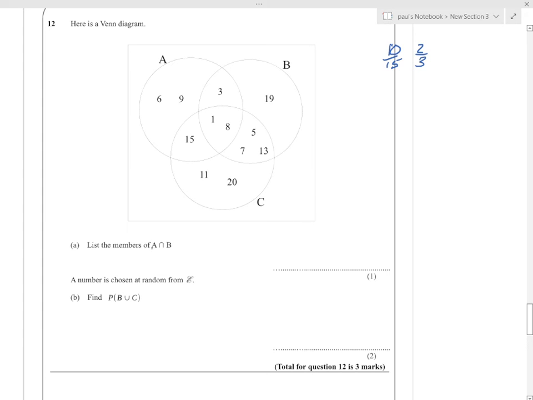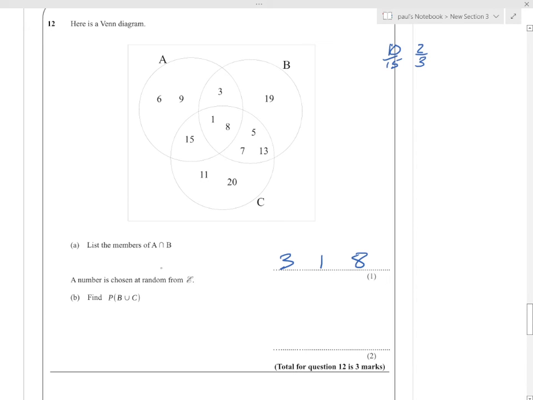List all the properties that are in A and also B. A and also B. Everything that is in A and also in B are these three numbers here in the middle. So we've got 3, 1 and 8.